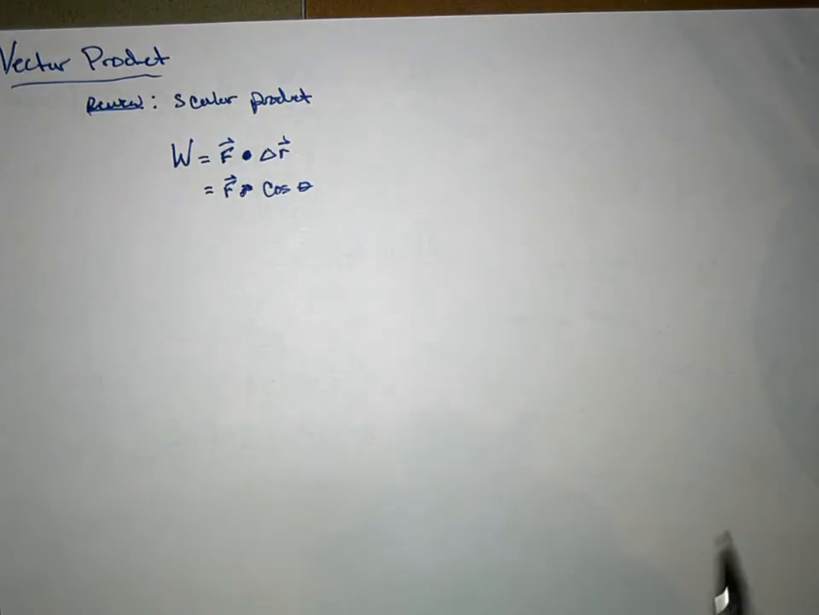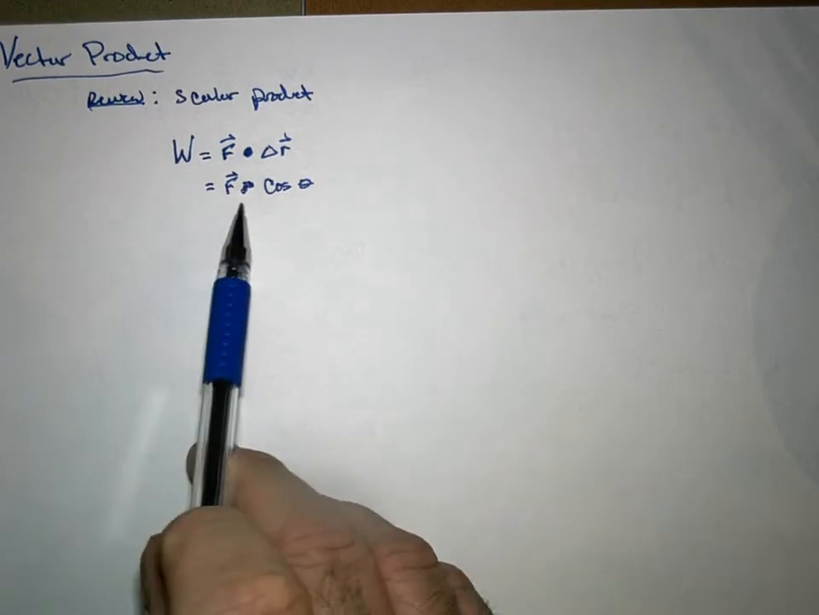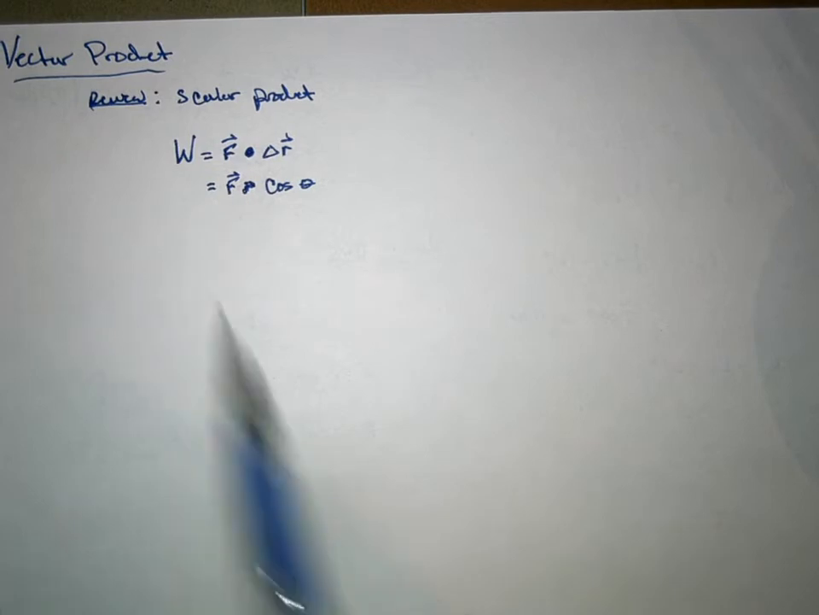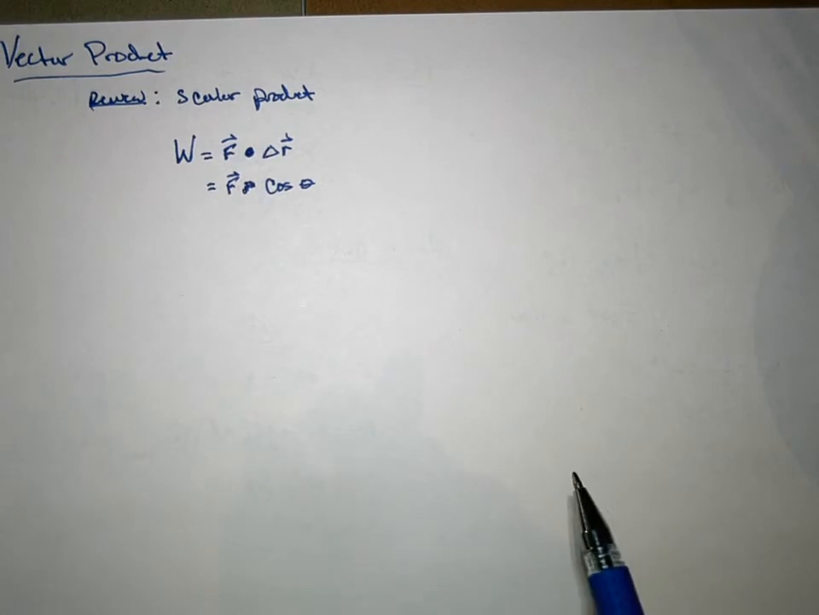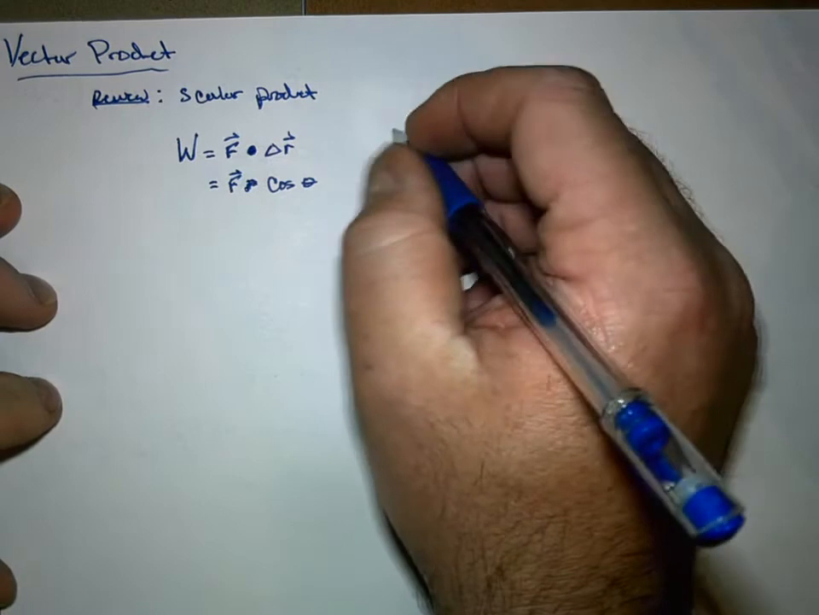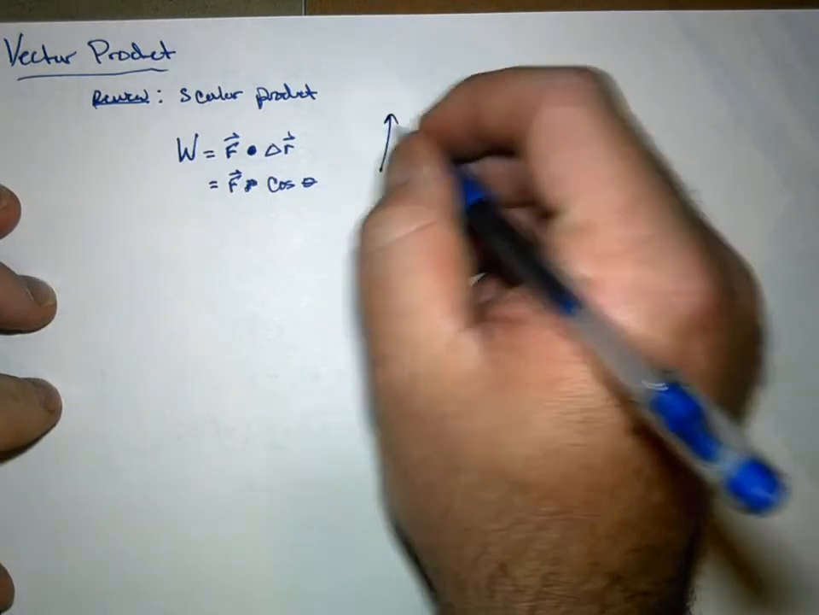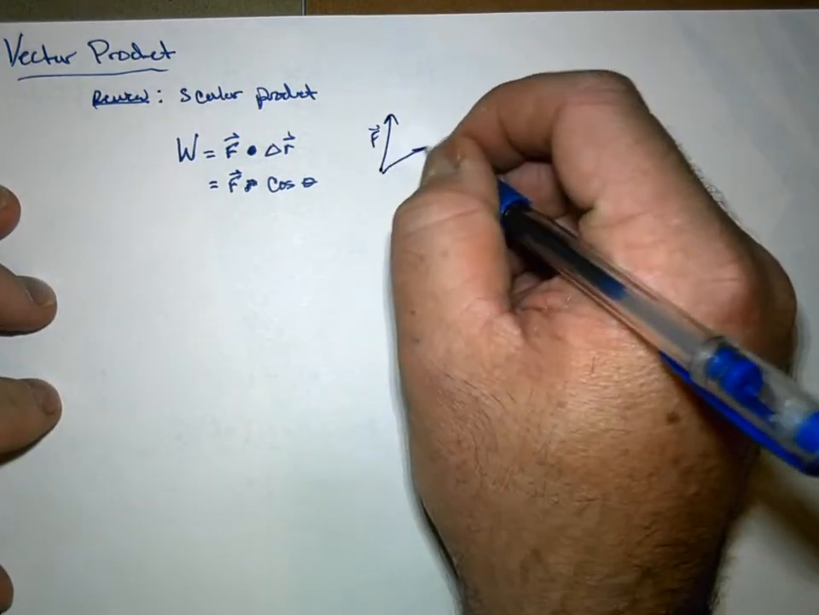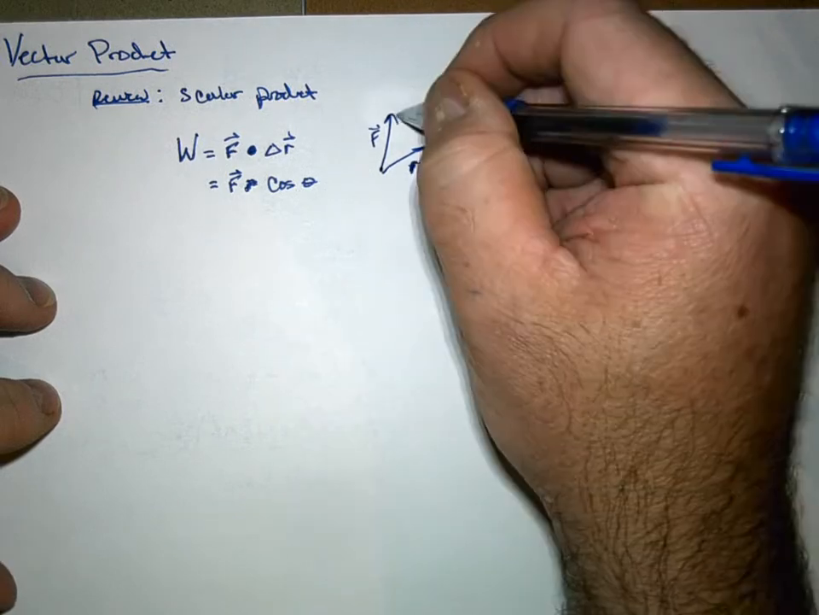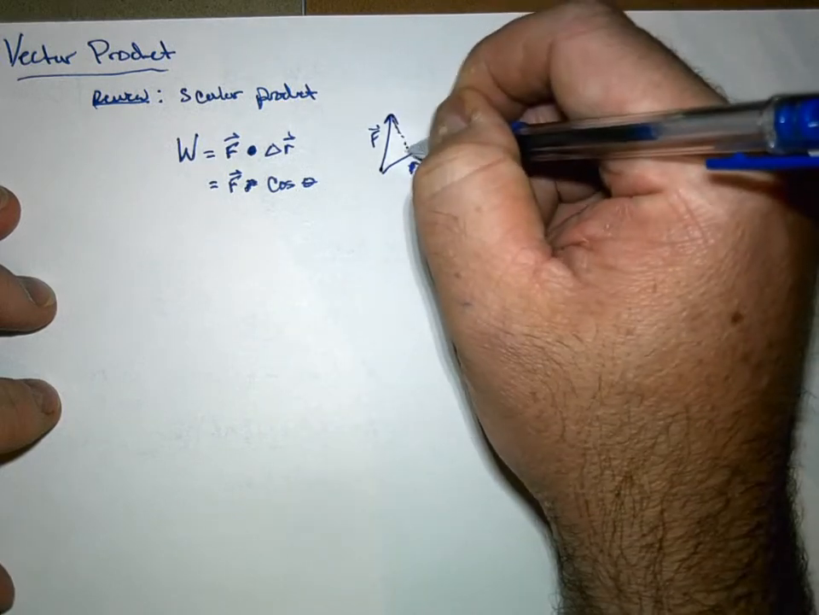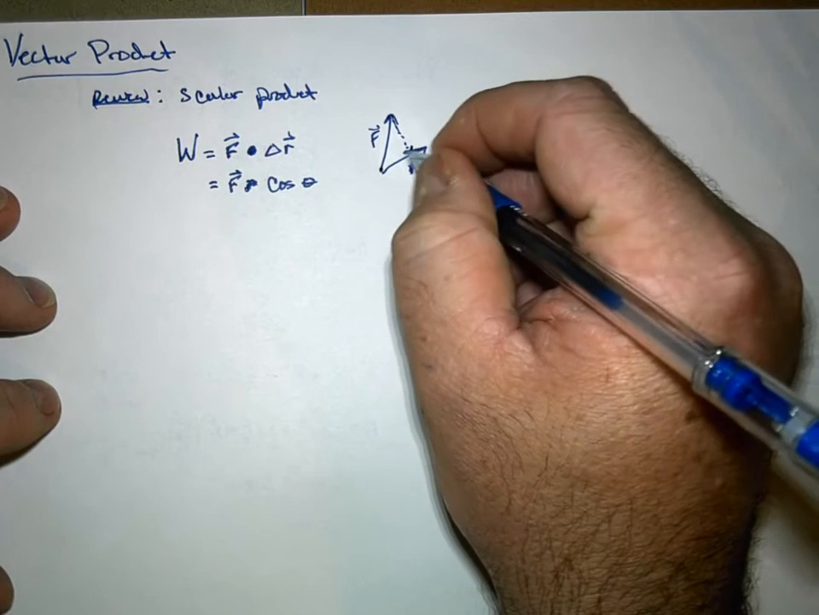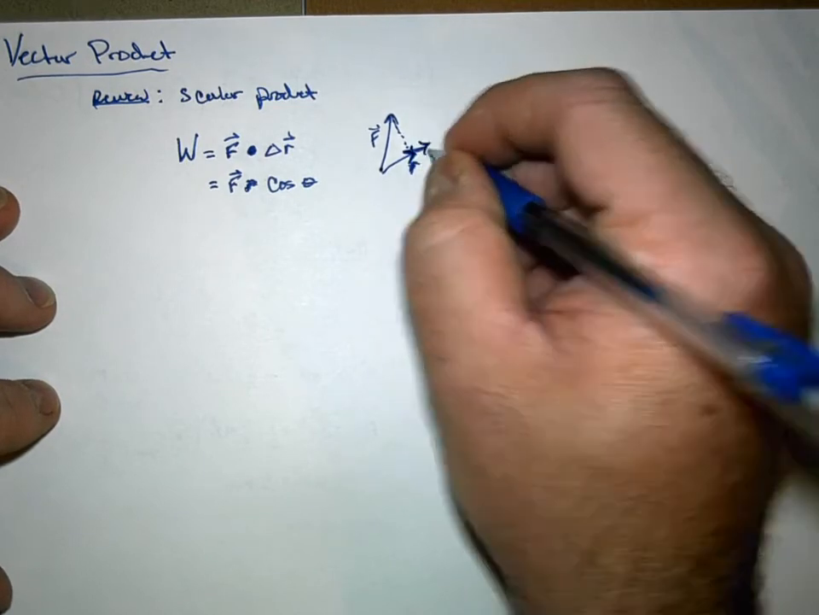Another way of thinking about this is that it is just the product of the amount that the force is in the direction of the radius, or it could be the other way, the product of how much of the radius is in the direction of the force. That doesn't really matter. It's this projection. So if you have force and you have this radius, then it is the perpendicular projection.